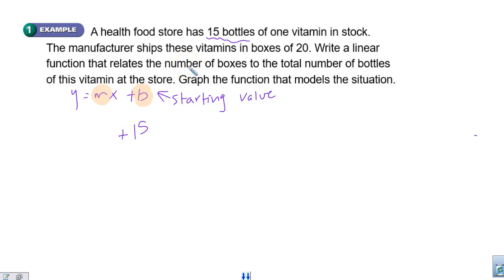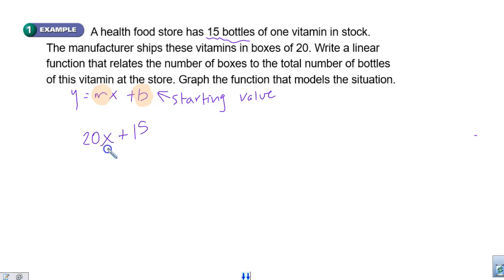The manufacturer ships these vitamins in boxes of 20. So for every box that I get, how many vitamins am I getting? 20, right? So that would be my slope. That's how much it's increasing or decreasing by. It's increasing by 20 vitamins for every box.